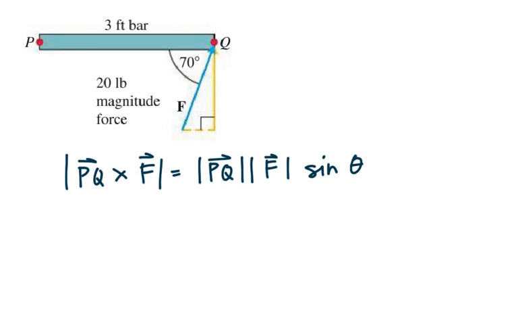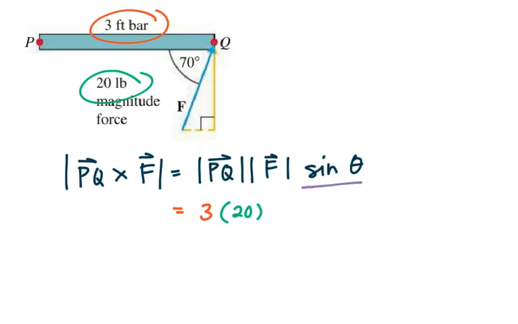So the magnitude of PQ, we've got a 3-foot bar, 3. The force we're applying is 20, and that downward component of that vector is going to be the sine of 70. So simplifying this, we can plug this right into our calculator, making sure we are in degree mode since that angle is given in degrees. And our solution is approximately 56.4 foot-pounds. All right, and in this example, the torque vector is pointing out of the page towards you.